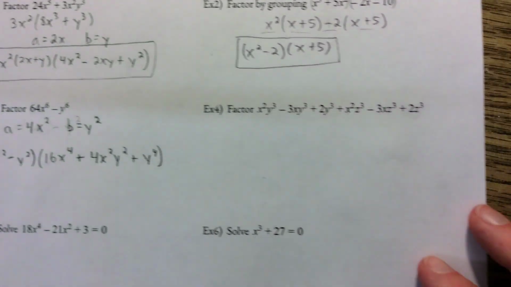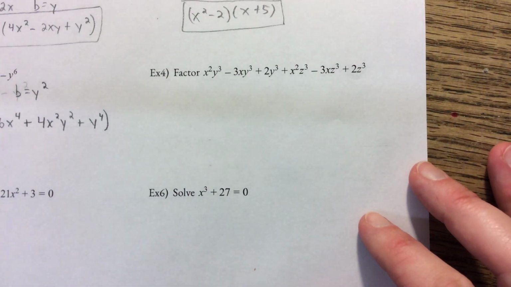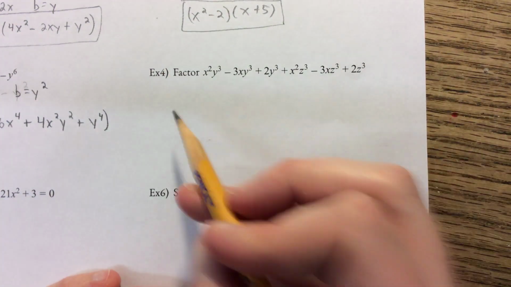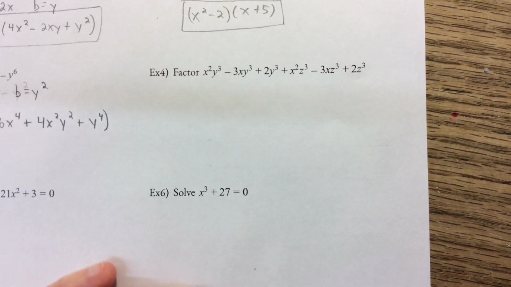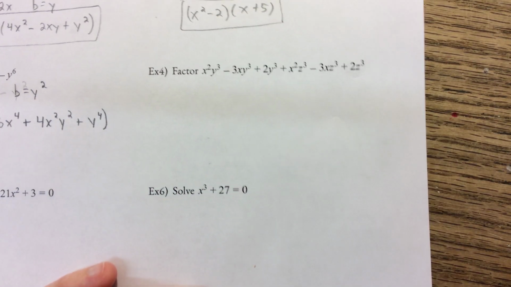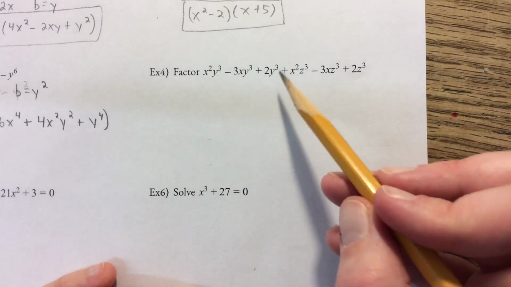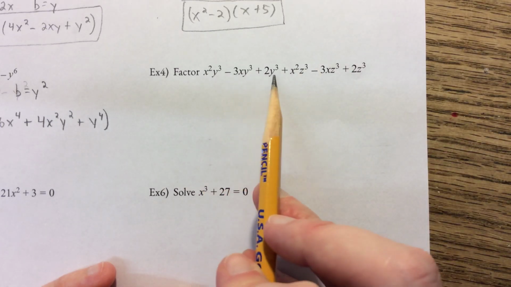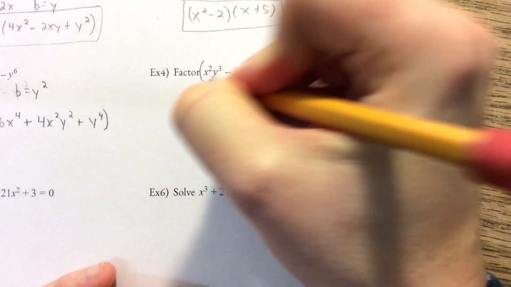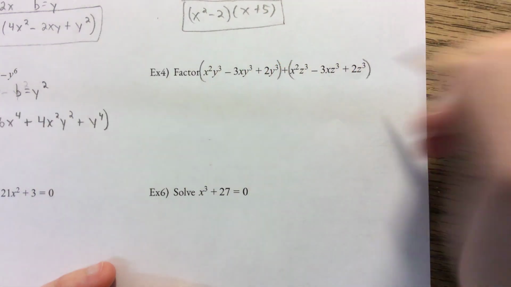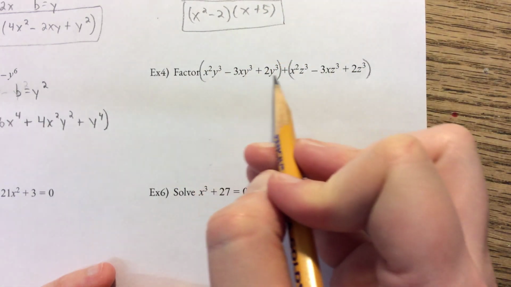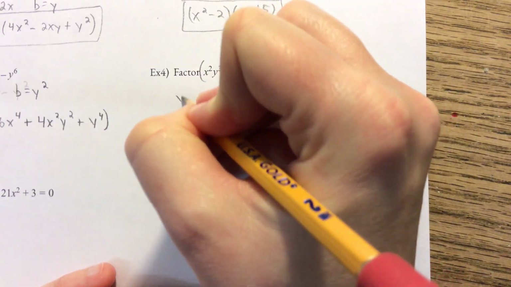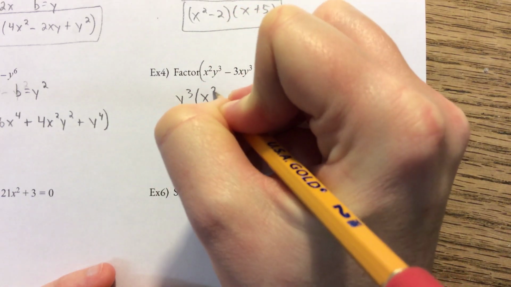All right, example 4. So this super long, funky looking thing, we can actually group stuff together on here. When I look at this, these all have y's and these all have z's. So I'm going to group together my y's and I'm going to group together my z's. Now in here, these all have a y cubed, so I'm going to factor a y cubed out of each of them.